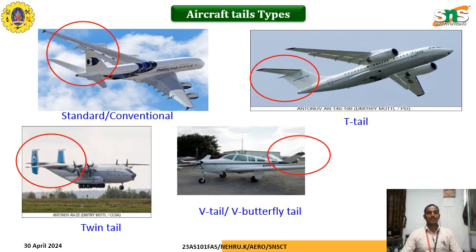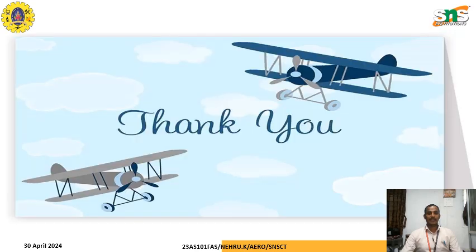So, for example, we can see this standard aircraft. We have the V tail and T tail. We have in the Antonov An-148, the aircraft, we have this T tail, and the Antonov 22 model we have the fin tail, and in this train aircraft we have the V tail or V butterfly tail model. So this is the categorizing and types of empennage or tails of different types of aircraft.